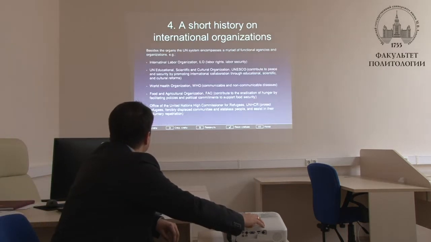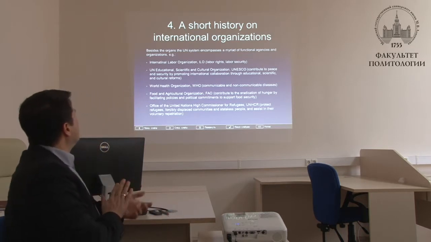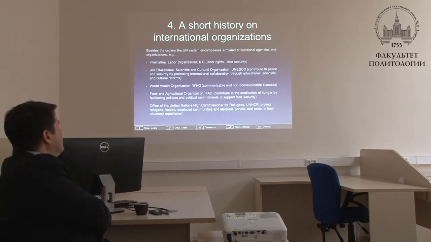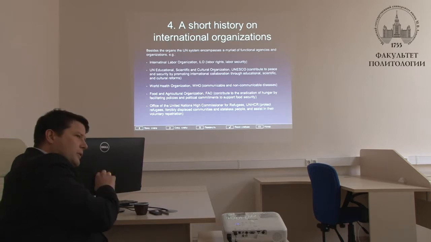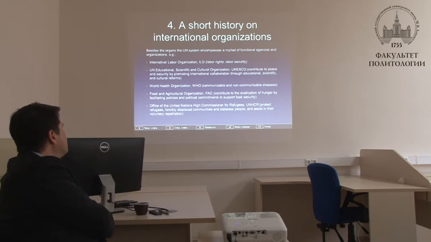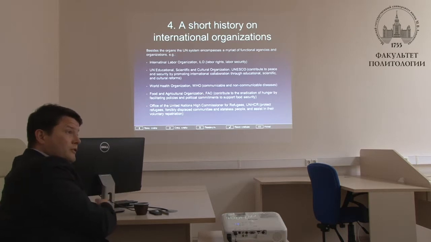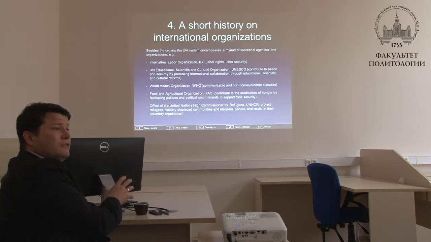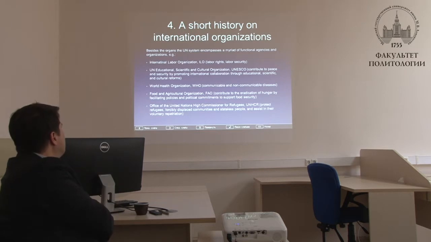All right. Besides the organs, the UN system encompasses a myriad of functional agencies and organizations. So we don't have only these 6 bodies, but many others, such as the International Labour Organization. I was talking about this a few minutes ago, which is dealing with labor rights, labor security, and so on. For example, also things like maternal leave and so on. These are basic ideas established by the International Labour Organization.